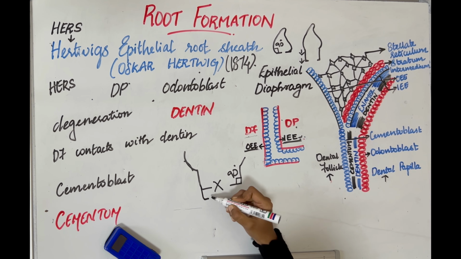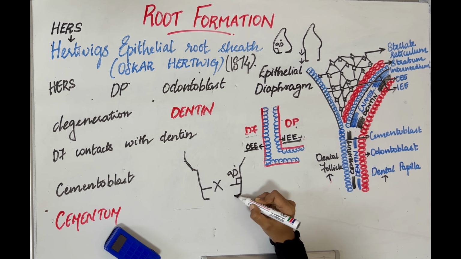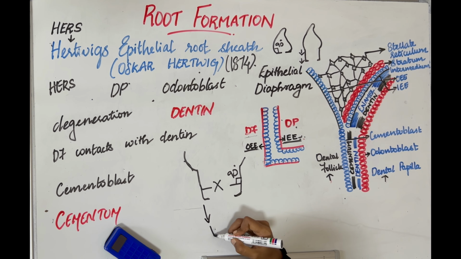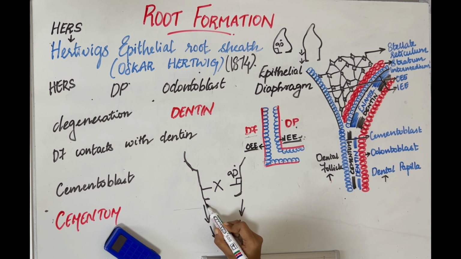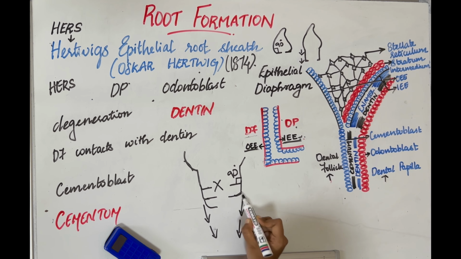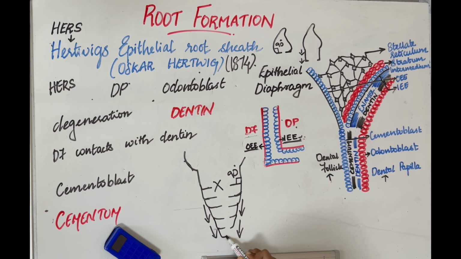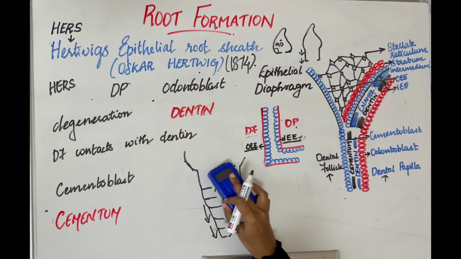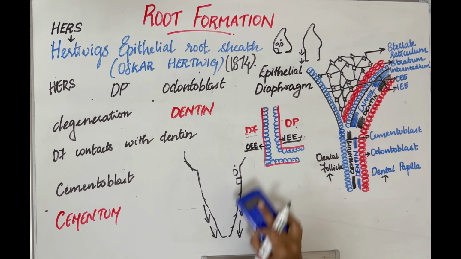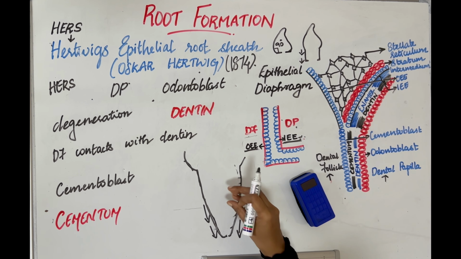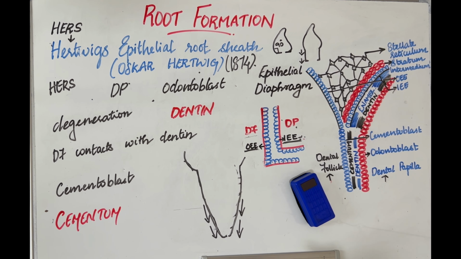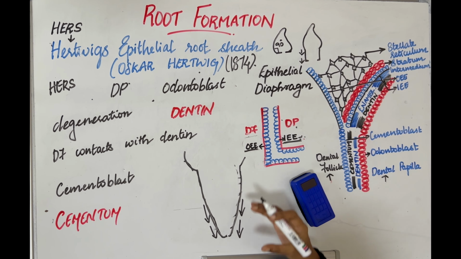This epithelial diaphragm moves in an apical direction, and as it moves apically, the opening in the middle gets narrowed, and thus the root formation will be completed. As it moves apically, there is narrowing of the opening, the cervical opening, which is the future apical opening of the tooth, and the root formation is completed.